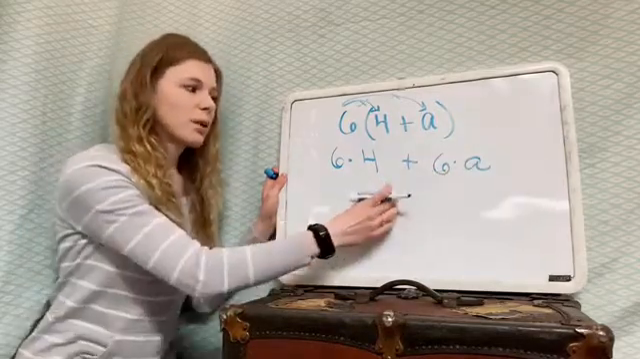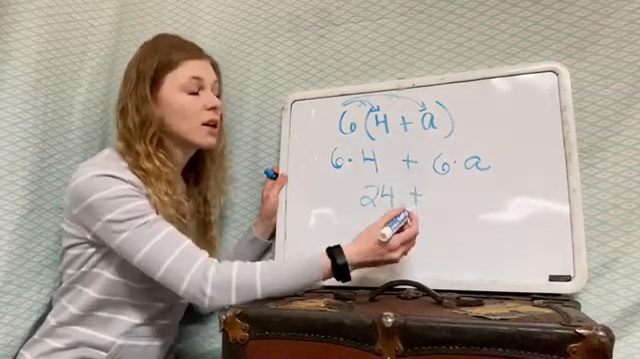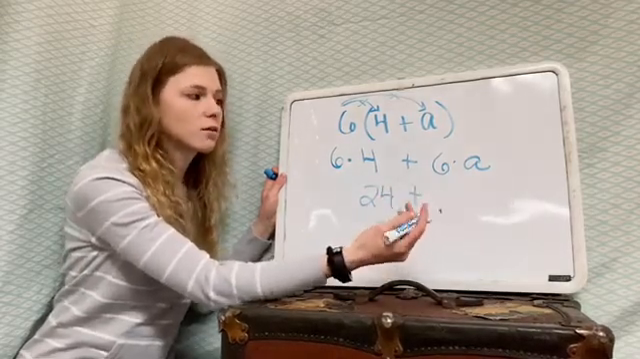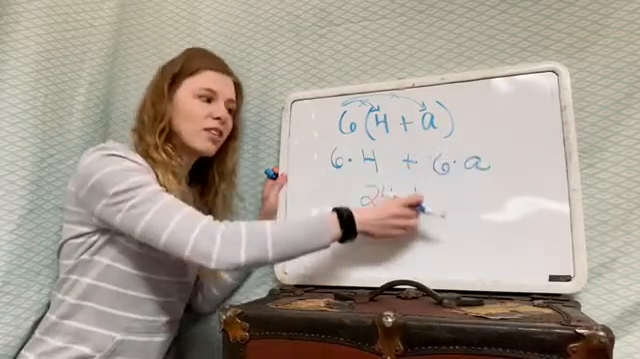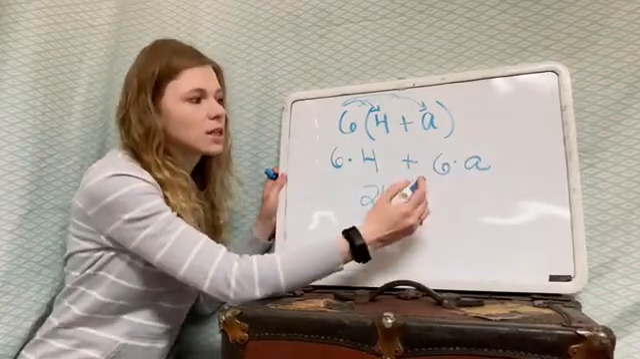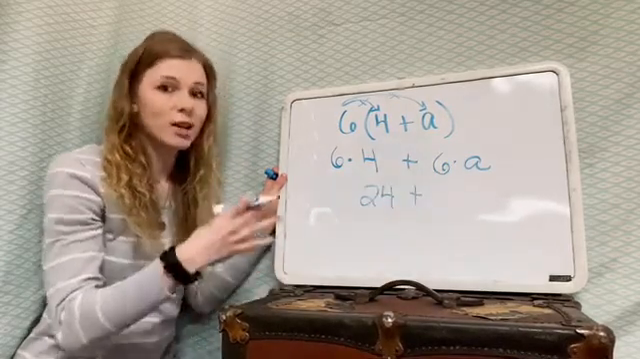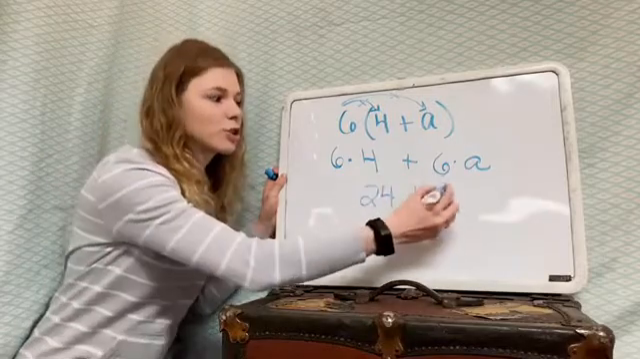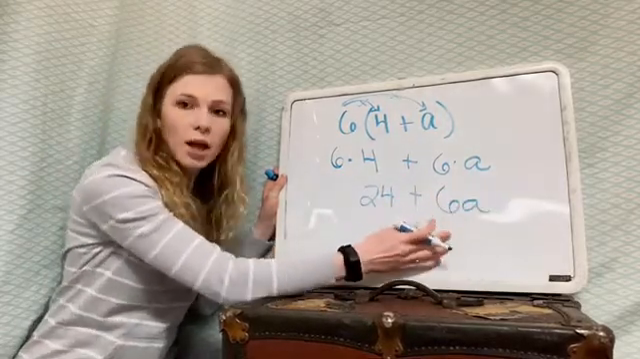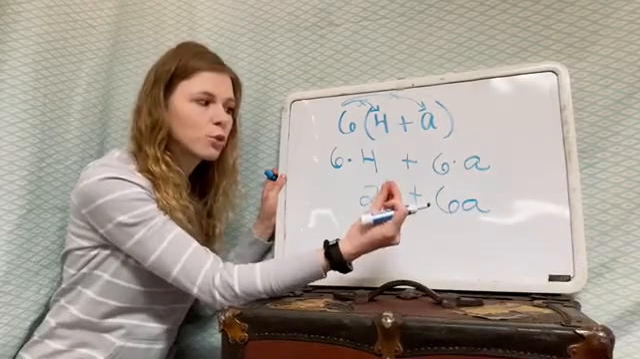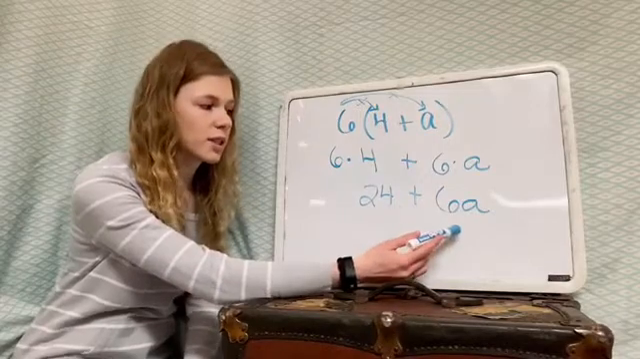Now, 6 times 4, I can do that. That's 24. Bring down my plus sign. 6 times a. You notice I'm using order of operations down here. I'm doing multiplication first, then the addition last. 6 times a. Let's see. A number times a variable. Like I said, just write them next to each other because writing them next to each other implies multiplication. So we're just going to push them together. As you can see, we are left with 24 plus 6a.